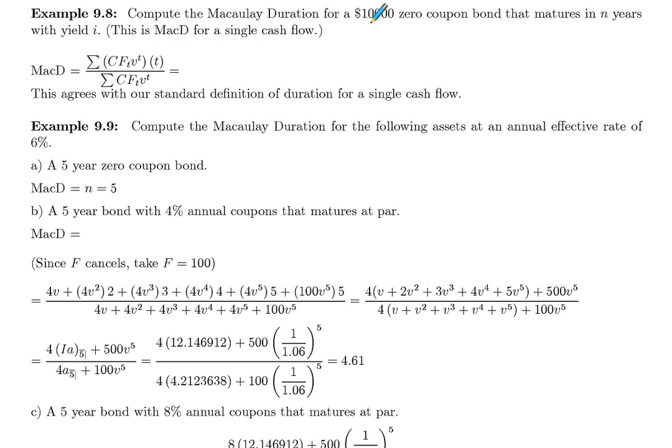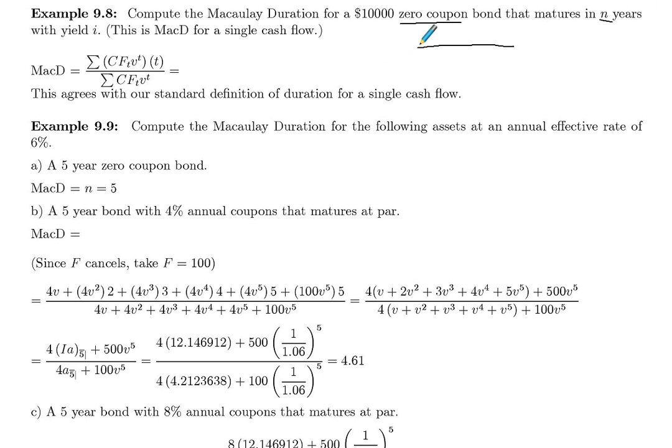So here we have a $10,000 zero coupon bond, and we want to compute its Macaulay duration, MACD. Well, there's only one cash flow that goes on here because this is a zero coupon bond. So there's no coupons, no coupon payments. It just accumulates like a single amount. And it matures in n years, so you've just got one single time payment at time n.